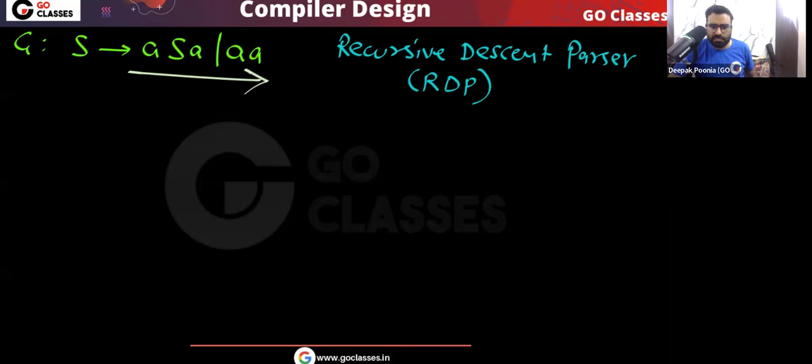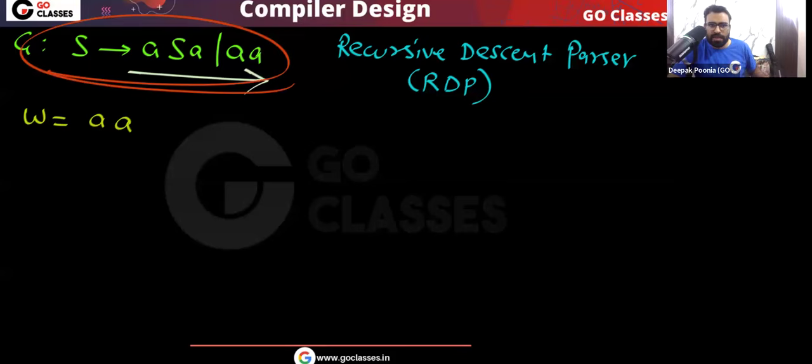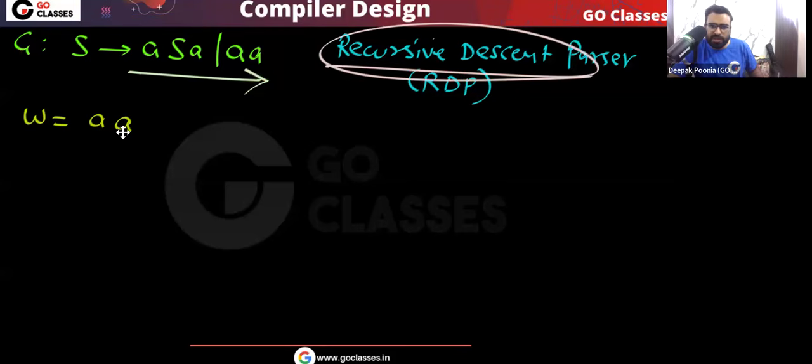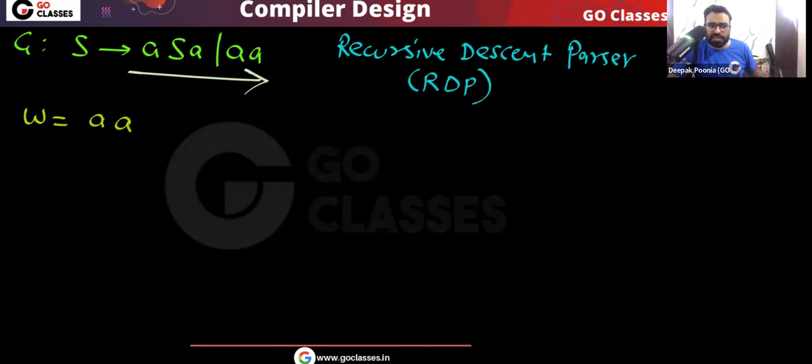Let me take the string here, W equal to AA. You can see this string belongs to the language of this grammar, but will this recursive descent parser be able to recognize this string or not? That is the question. Okay, so you can see there is a dollar here to indicate the end of the string. So this is the situation. Now you can see any top-down parser will read the input string from left to right, one symbol at a time. So initially this is the current input symbol. Okay, and we will start from the start variable, because any top-down parser will always start from the start variable.